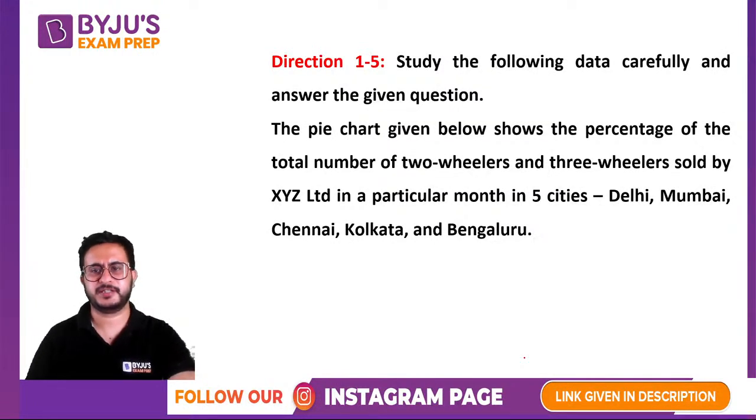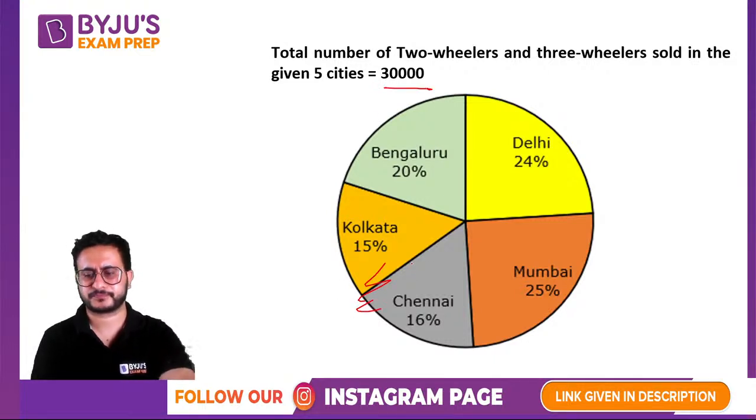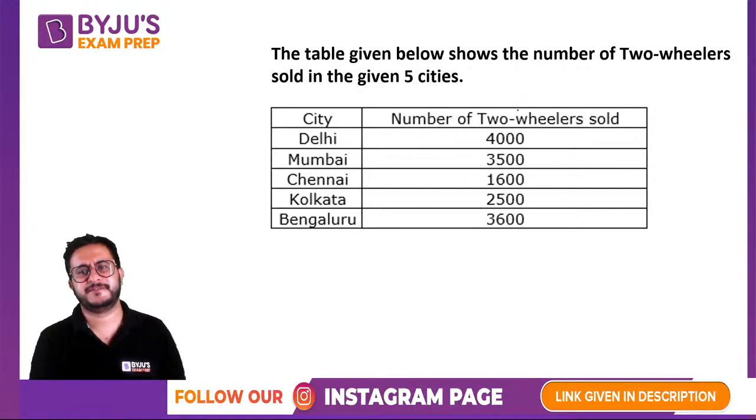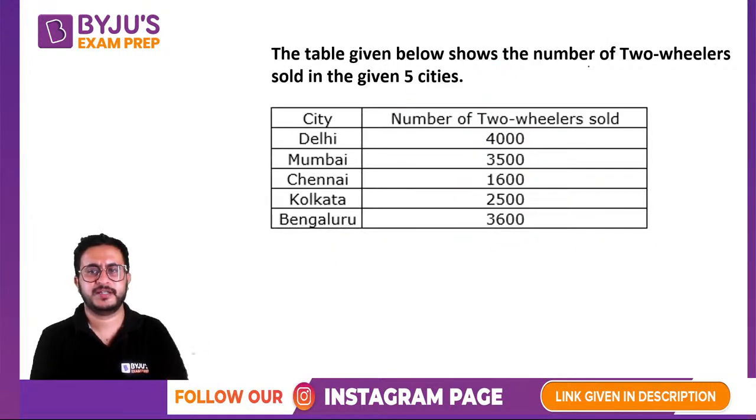It says that the pie chart shows the percentage of total number of two-wheelers and three-wheelers sold by XYZ Limited in a particular month in 5 cities. So we have a pie chart given here. There are a total of 30,000 vehicles, and this is the distribution of the sale in 5 cities. Then we have a table which gives the number of two-wheelers sold in the given 5 cities. The pie chart is two-wheelers and three-wheelers both, and the table is two-wheelers.